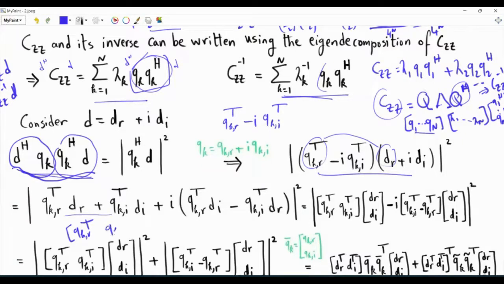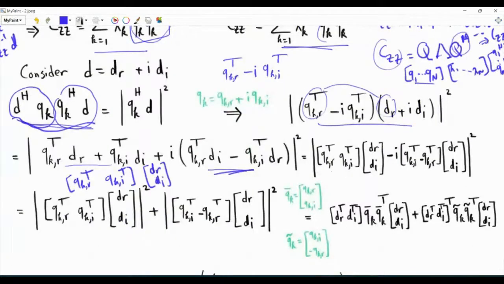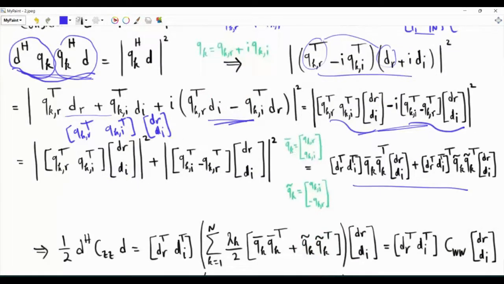We have QKR transpose and QKI transpose. We can combine them in the same row vector, and then we have dr and di as one column vector that is 2n dimensional, and we can do the same for these 2 terms. So we now have a real valued quantity minus i times another real valued quantity. That's a complex quantity, and we take the magnitude squared: the square of the real part plus the square of the imaginary part. We can express our final result using vectors qk bar and qk tilde. Qk bar is basically qkr and then qki, so that's a 2n dimensional vector. The first n components are QKR, and the second half are QKI. Qk tilde is also 2n dimensional, but on the top it has QKI, and the bottom n components are minus QKR.